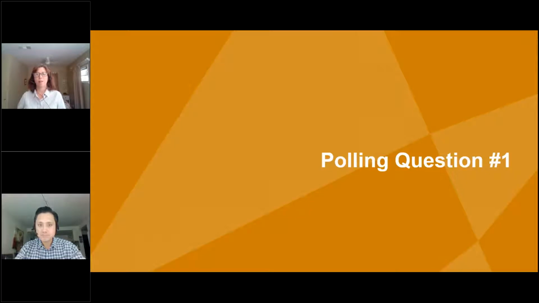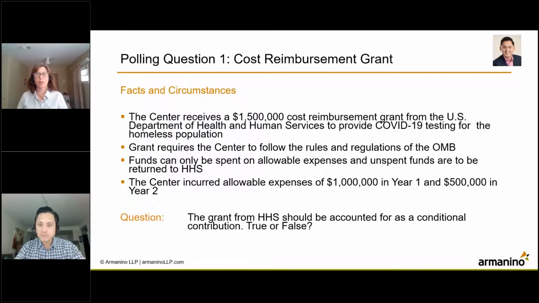And I think that we are now at our first polling question, and we're going to be honest, it's a little bit of a, well, I wouldn't call it a trick question, a little bit of a level setting question, because we're going to ask about whether or not something is a conditional contribution, and we haven't really dived into that yet. But you don't have to get it right to get CPE credit, you just have to respond.